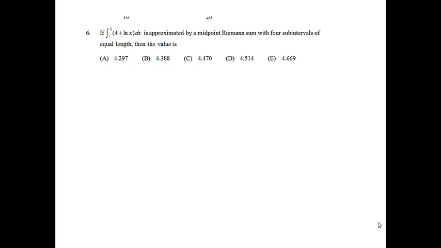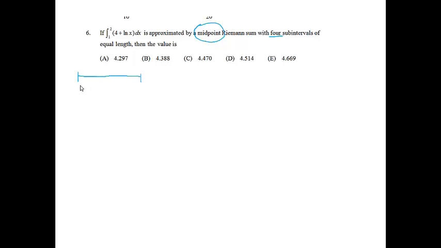Question 6. If the integral from 1 to 2 of 4 plus ln x is approximated by a midpoint Riemann sum with 4 subintervals of equal length, then the value is equal to what? Alrighty, we've got a midpoint Riemann sum going on here, and we have 4 subintervals. So I'm going to start out by making a chart.